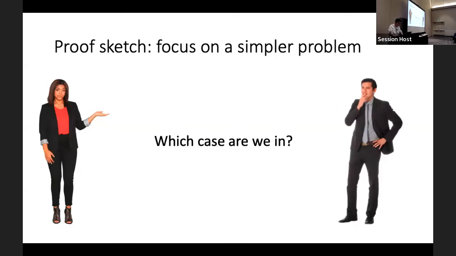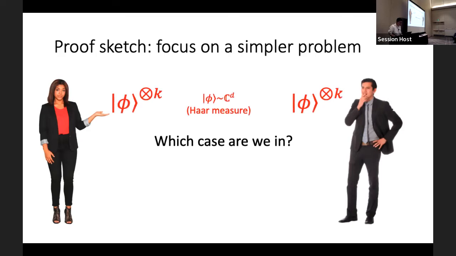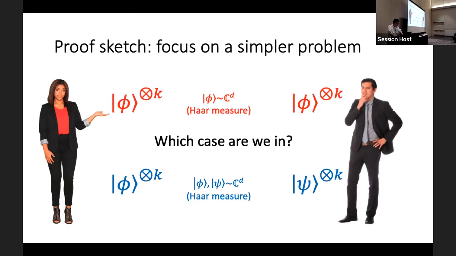So next, let's move on to the proof sketch where we focus on a simpler problem. So here, Alice and Bob have a decision problem. They are promised that one of the following two cases hold and they need to decide which case they are in. So in case one, Alice has k copies of a state φ and Bob has k copies of the same state φ, where φ is a uniformly random state according to the Haar measure. In case two, Alice has k copies of φ and Bob has k copies of ψ, where φ and ψ are independently uniformly distributed. So here the key difference is that in case one, the states are the same, and in case two, the states are independent.